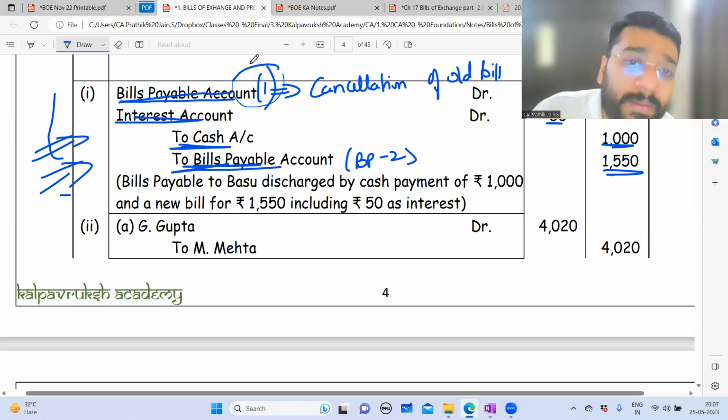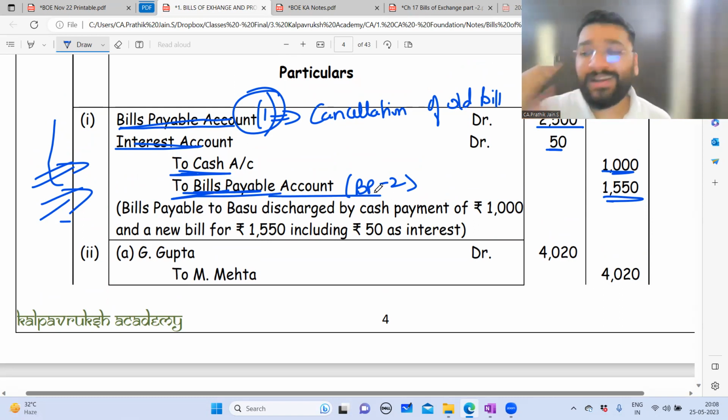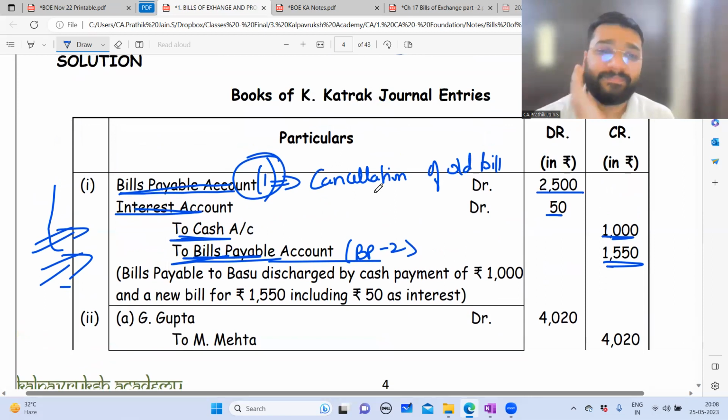This is bills payable 1, the cancellation of the old bill, and this is bills payable 2. That's why I have this habit of putting 1 and 2, if you remember from the start. Because 1 indicates a different ledger and 2 indicates a different ledger. So you got it, right? We can mention 1 and 2. That is always advisable. Another thing is, we can just directly minus the cash from the bills payable account.